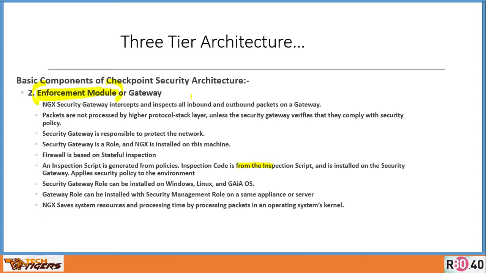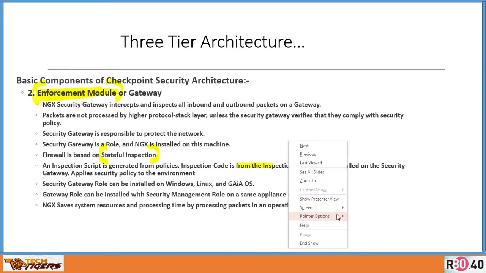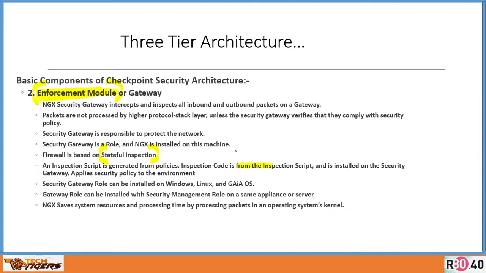Security gateway is a role, and this particular gateway, this is the firewall, is based on stateful inspection technology. When I say stateful inspection, please watch my other video where you will learn in more detail about the exact meaning of stateful. But here what I'm trying to say is that, being stateful, it maintains a state. It maintains the state of a connection. In order to understand the state of a connection, you must also understand the three-way handshake.